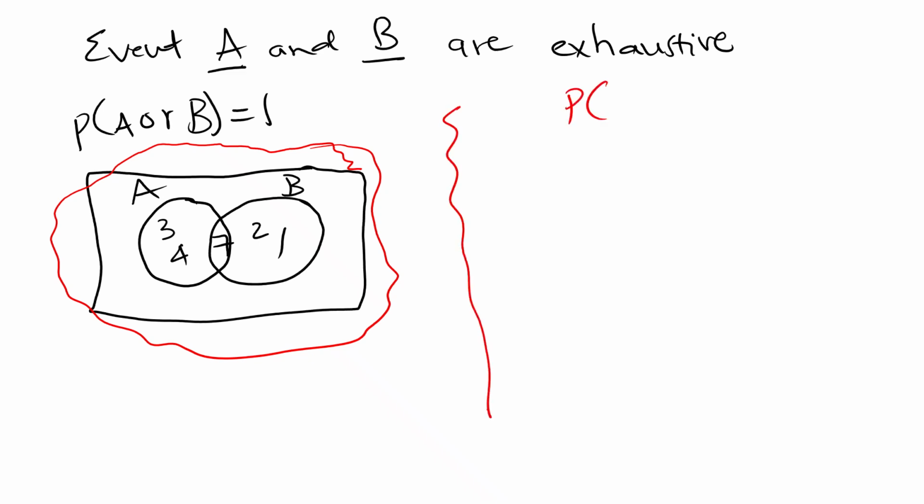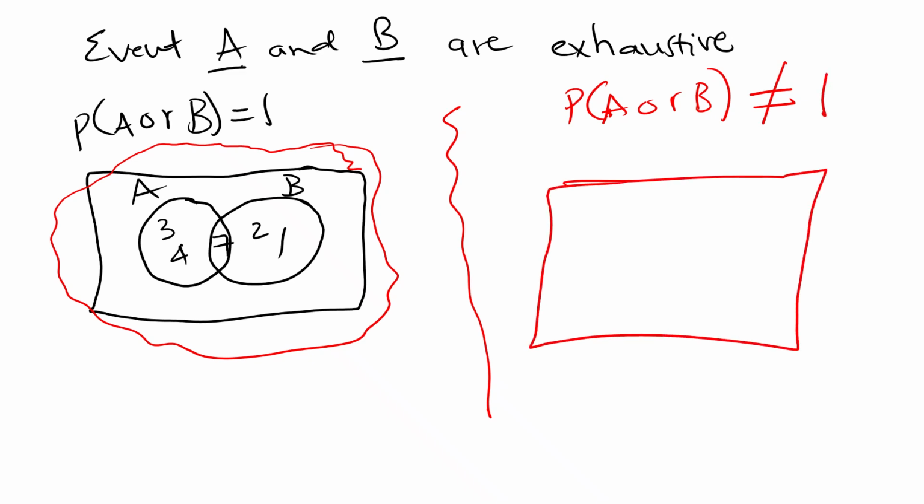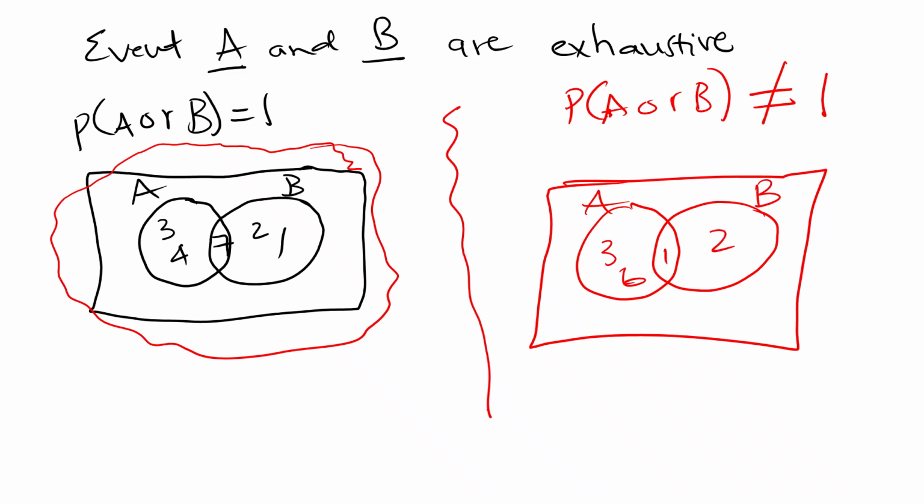However, A or B is not equal to 1 if you have A and B, maybe a 3, 6, 1, 2, and you have 4 here. Since A or B do not contain all the elements in the sample space, then they are not exhaustive. They are only exhaustive if A or B contains all the elements of the sample space.